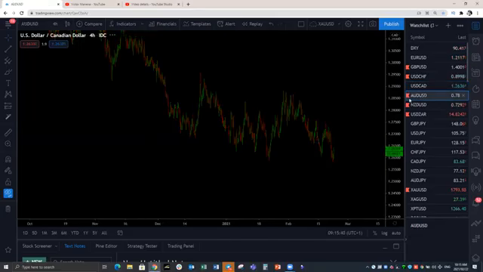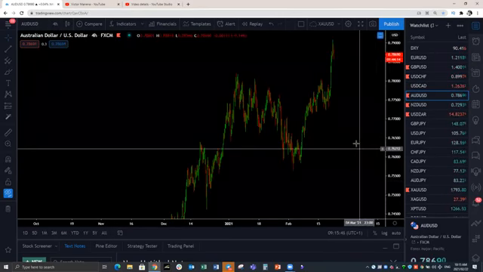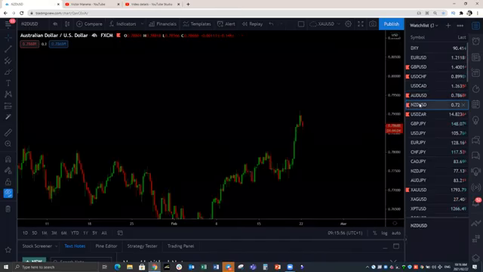Audi. We've got a bit of a pullback. It's really insignificant. The move to the upside is still very strong, so we're expecting the Audi to continue to the upside. Nothing changes from yesterday until now.